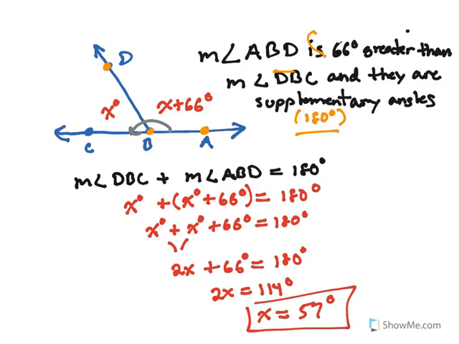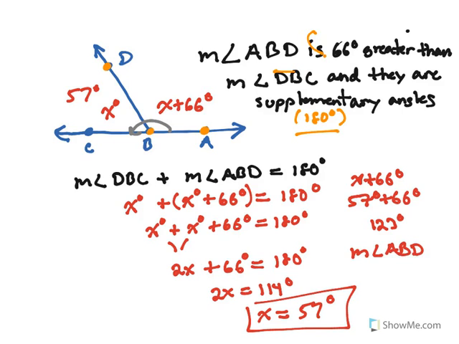Additionally, this side is 57 degrees, but what is the obtuse angle? The obtuse angle is greater than 90, so we take X plus 66 degrees, and we know that X is 57, so if I add that to 66, I get 123 degrees. So the measure of angle ABD is equal to 123 degrees. I'm having a hard time writing because my pen keeps slipping.